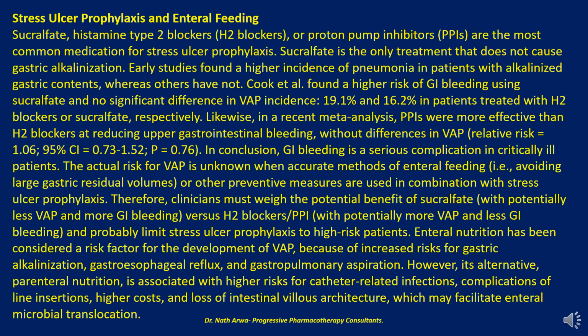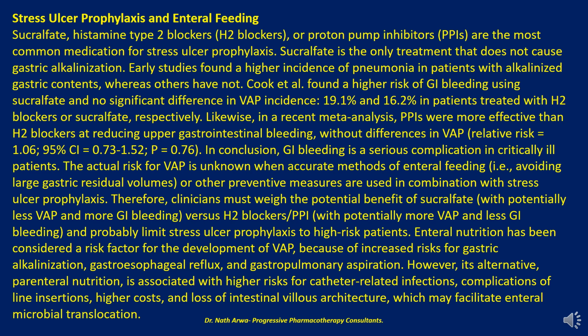The actual risk for ventilator-associated pneumonia is unknown when accurate methods of enteral feeding, i.e., avoiding large gastric residual volumes, or other preventive measures are used in combination with stress ulcer prophylaxis. Therefore, clinicians must weigh the potential benefit of sucralfate, with potentially less ventilator-associated pneumonia and more GI bleeding, versus H2 blockers or proton pump inhibitor, with potentially more ventilator-associated pneumonia and less GI bleeding, and probably limit stress ulcer prophylaxis to high-risk patients.